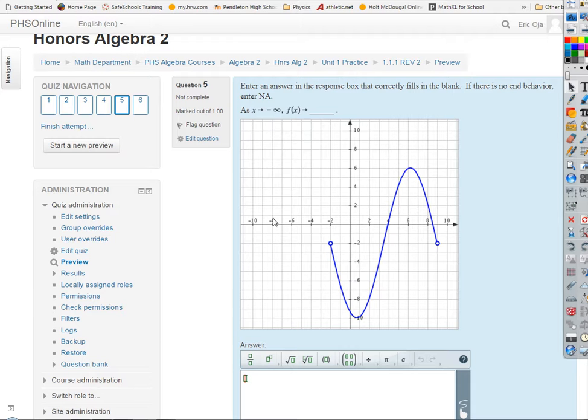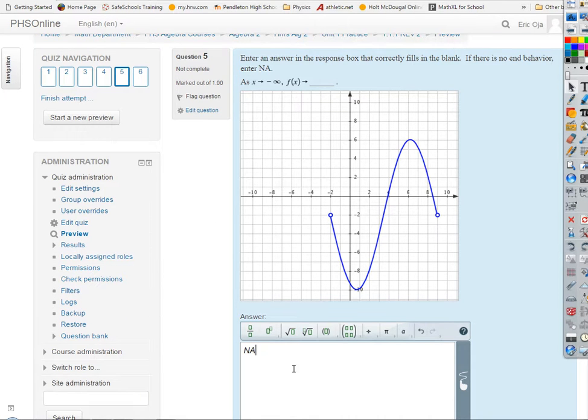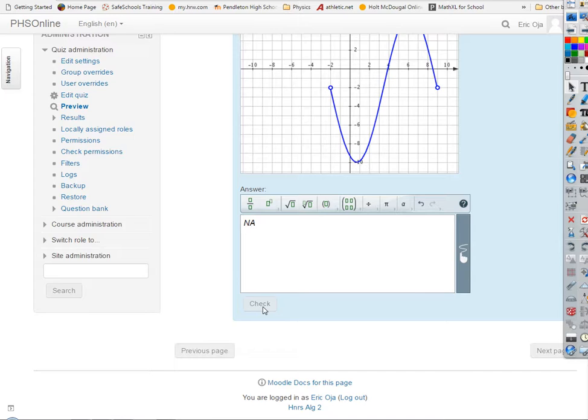Okay, like I think it was the second one, this function, the domain is restricted, and as x approaches negative infinity, the function isn't even defined, it doesn't exist, and so there is no end behavior, so NA.